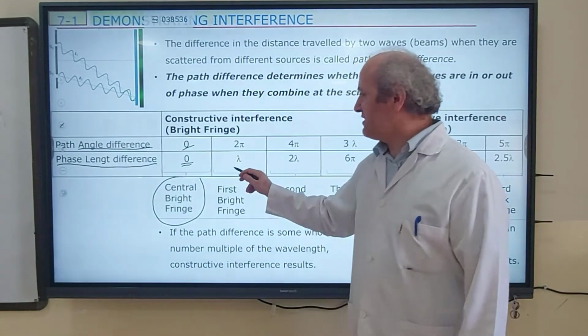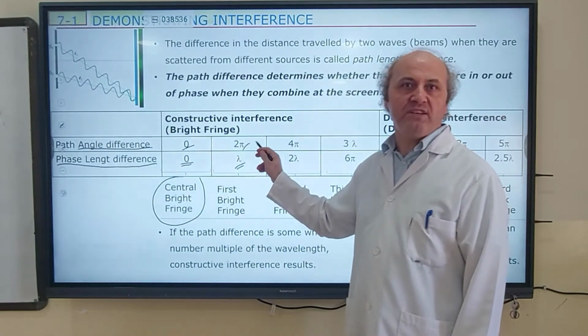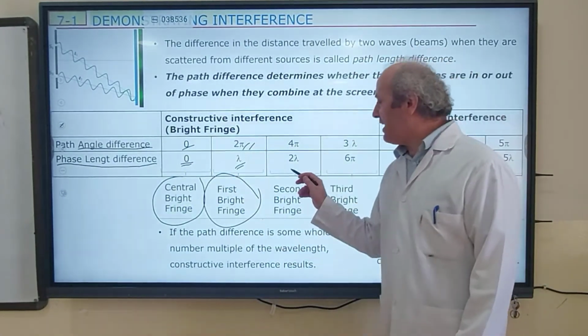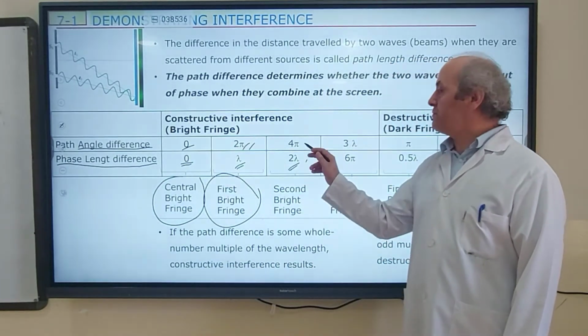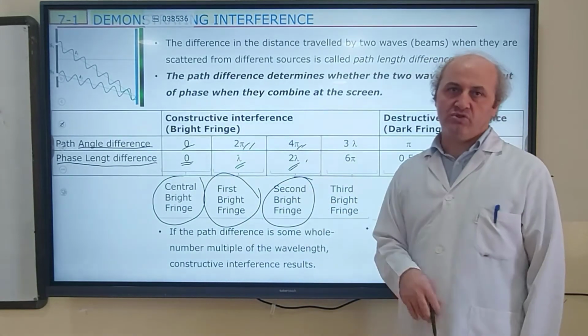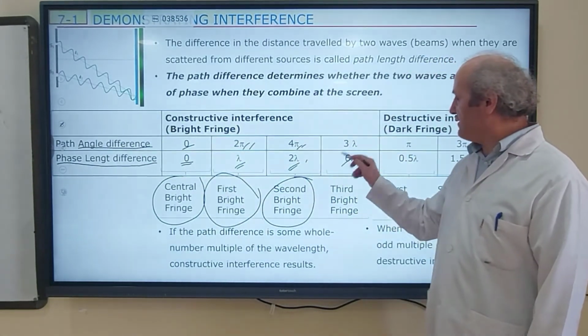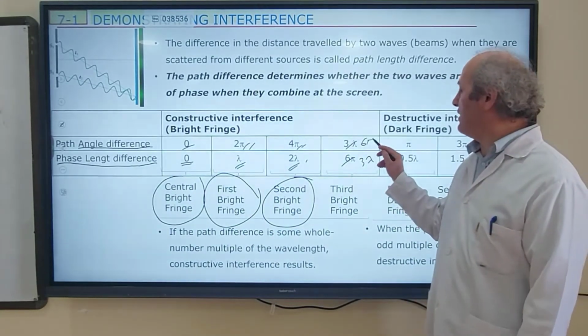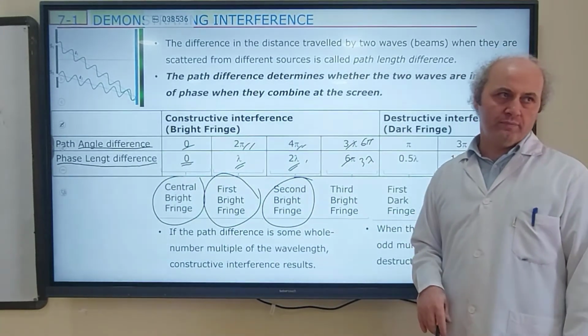If the path length difference is lambda, the corresponding phase angle difference is 2 pi: first bright fringe. If the path length difference is 2 lambda, the corresponding phase angle difference is 4 pi: second bright fringe. If the path length difference is 3 lambda, the corresponding angle is 6 pi: third bright fringe, and so on.